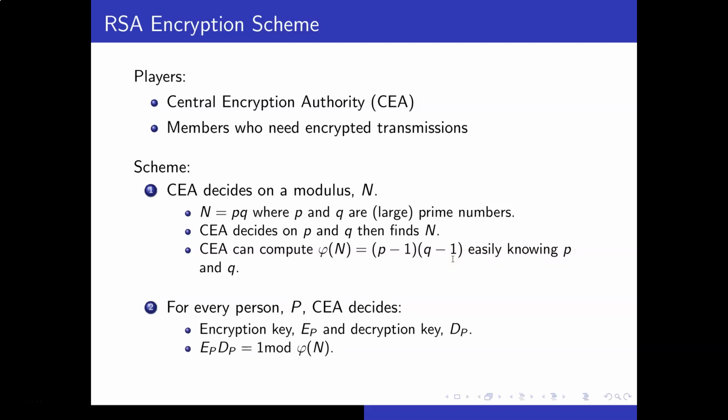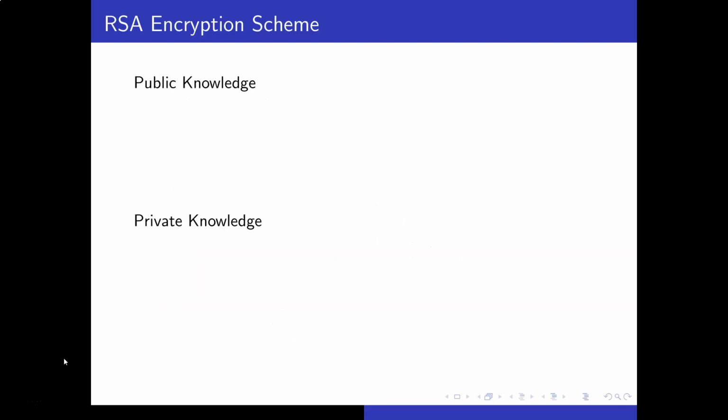Now, for every person in the scheme, the CEA decides on two numbers: the encryption key, E sub p, and the decryption key, D sub p. These are going to be inverses modulo the Euler phi. Now, they are in possession of the Euler phi. They can work that out without any difficulty.